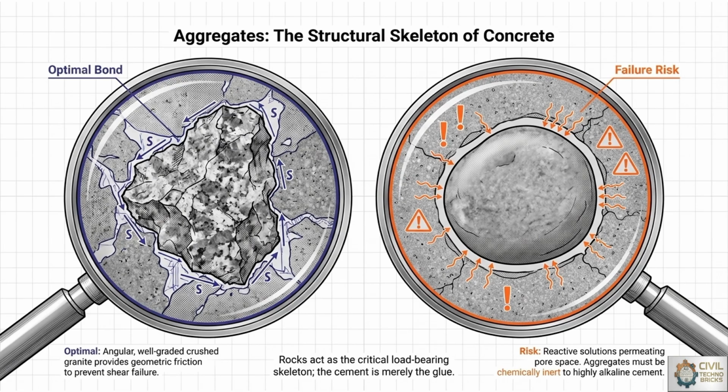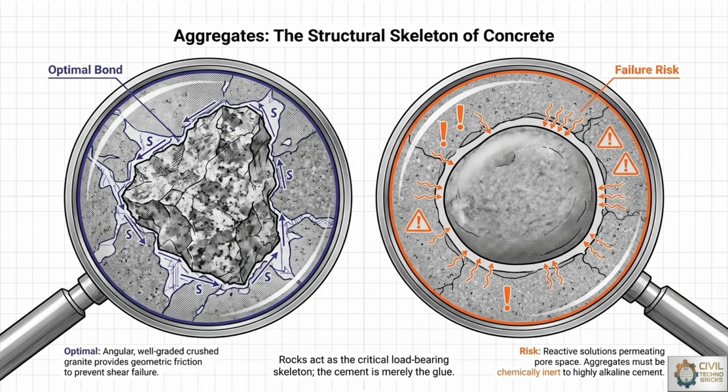Next, turning towards the aggregates, the structural skeleton of concrete, where the two parts show optimum bond and failure risk. The aggregates form the primary load bearing framework of concrete, while cement acts mainly as the binding material. Angular crushed granite provides better interlocking and resistance to shear failure, where well graded aggregates improve concrete strength, stability, and durability. Here the aggregates must remain chemically inert within the alkaline cement environment to prevent long term deterioration.